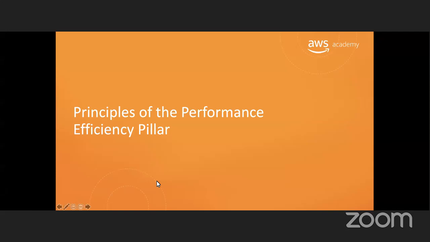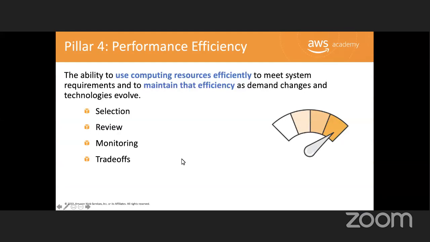So the principles of the performance efficiency pillar, right? So what is performance efficiency? It is the ability to use computing resources efficiently to meet system requirements and to maintain that efficiency as demand changes and technologies evolve. So you have to select, review, monitor, and make trade-offs.